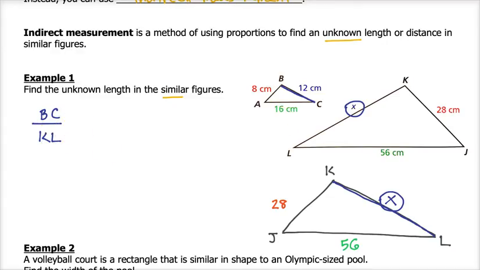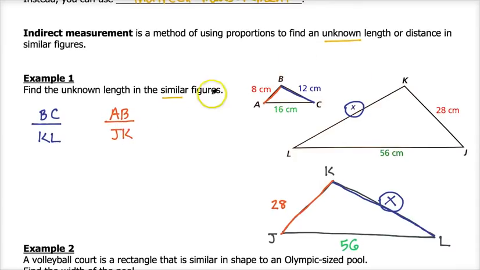I can do the same thing with another pair of corresponding sides. I can identify that side AB corresponds to side JK, and so I can write a ratio comparing those two sides, AB to JK. The key to this whole problem is the fact that these are similar figures, and because these are similar figures, we know that the ratio of the side lengths of corresponding sides are proportional, and so therefore I can make this a proportion. I can set these two ratios equal to each other.